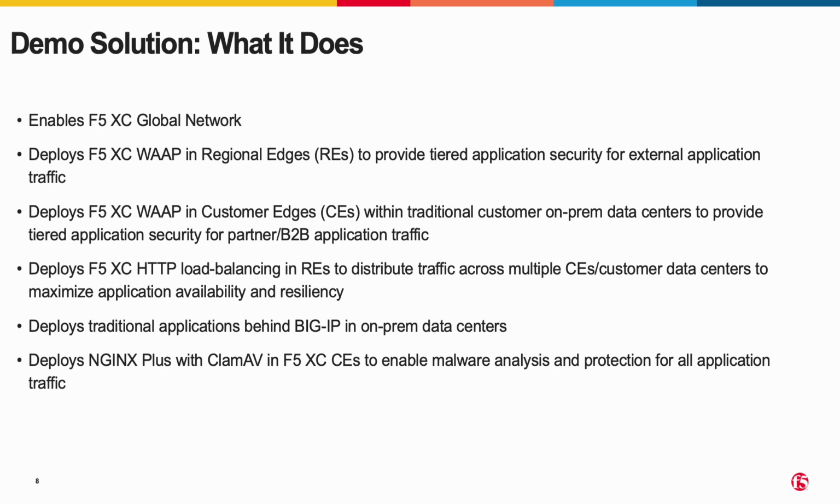Specifically, we demonstrate the following: enabling the F5 XC global network, deploying F5 XC WAAP in F5 XC regional edges to provide tiered application security for external application traffic, deploying F5 XC WAAP in F5 XC customer edges within traditional customer on-prem data centers to provide tiered application security for partner and B2B application traffic, deploying F5 XC HTTP load balancing in REs to distribute traffic across multiple CEs and customer data centers to maximize application availability and resiliency, deploying traditional applications behind BIG-IP in on-prem data centers, and deploying Nginx with ClamAV and a Squid ICAP server in F5 XC CEs to enable malware analysis and protection for all application traffic. Now let's look at the demos.